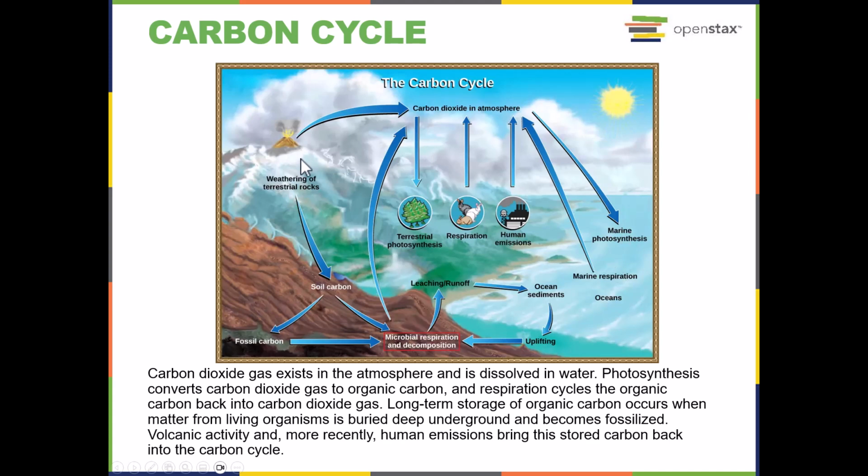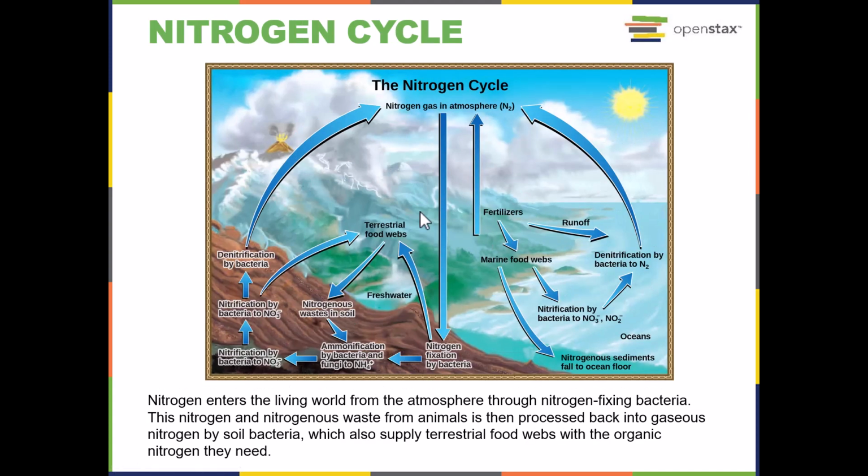Another way that we can get carbon released in the atmosphere is through volcanic action and weathering of rocks and soil. Keep in mind, we also down here in the soil will have decomposition and respiration by microbes that's also releasing some carbon dioxide. The nitrogen cycle is processed primarily by bacteria.